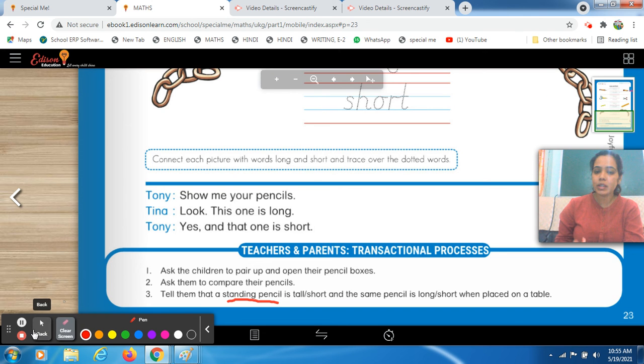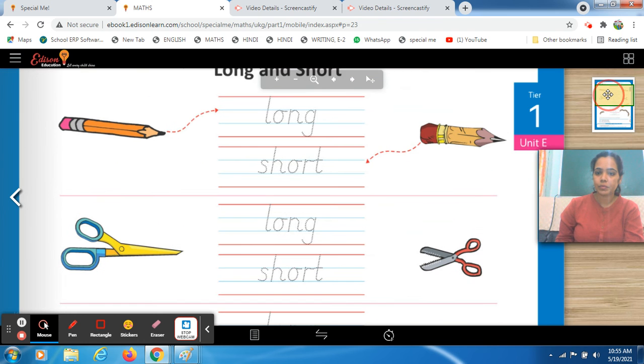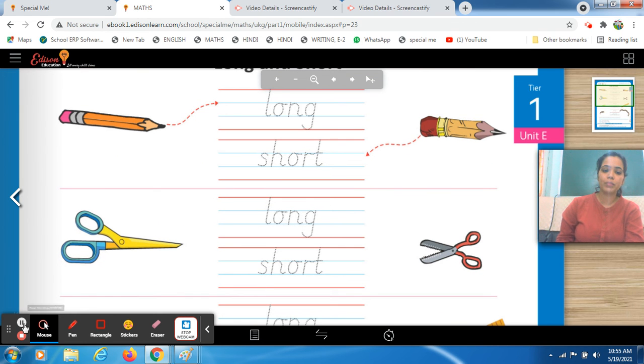I'll also clear this particular meaning with the help of the activity before, right? So now we will come on top. Okay, here you have to come, students. So the very first one is done for you. You just have to trace it.